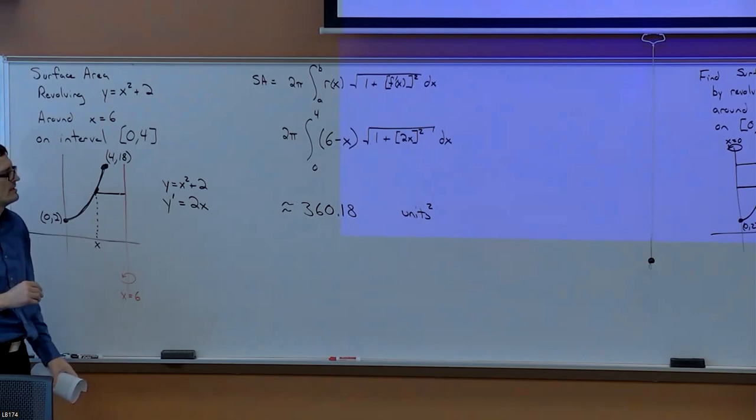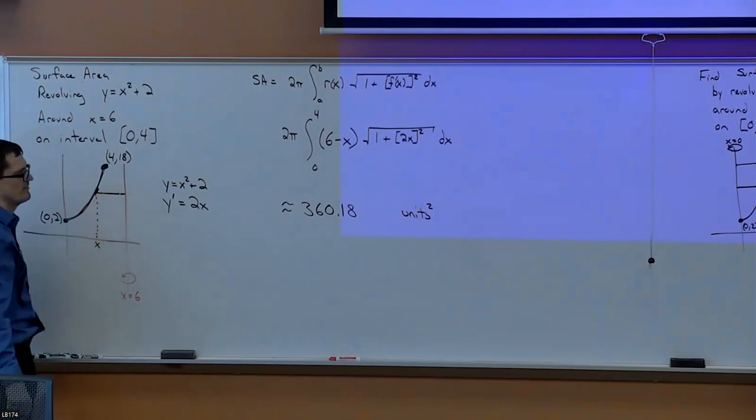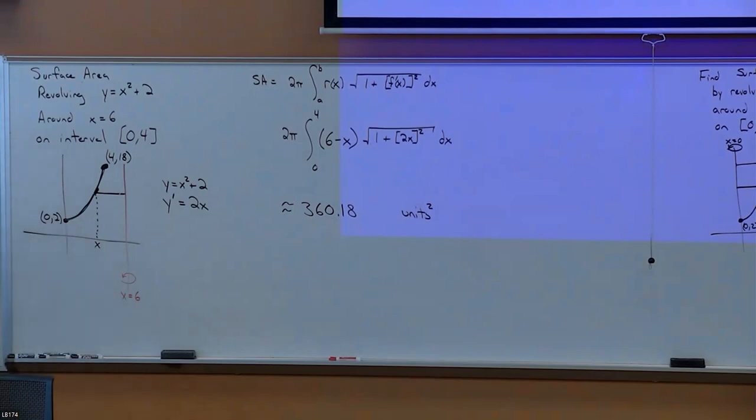But the point is the surface area of that object is going to be 360.18. All right. So the area of the surface of that object is 360.18.